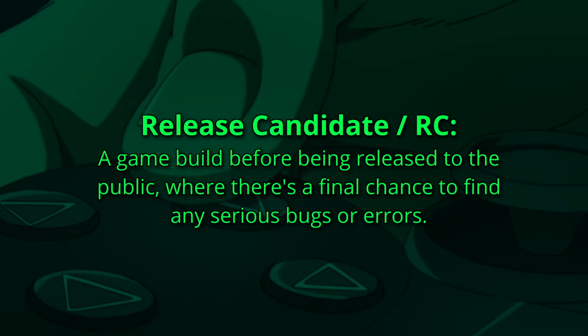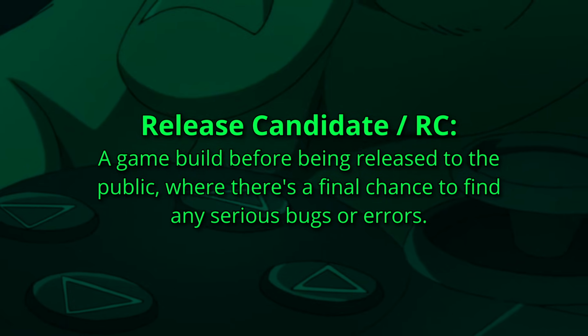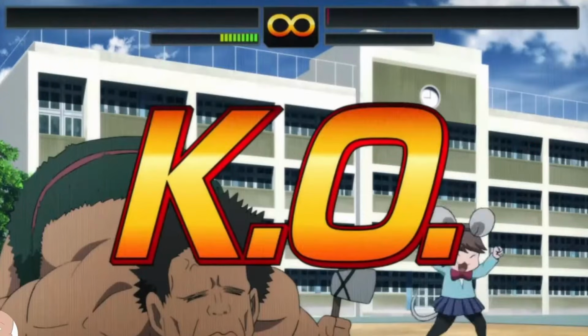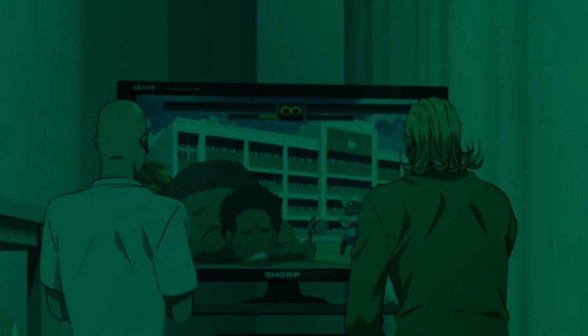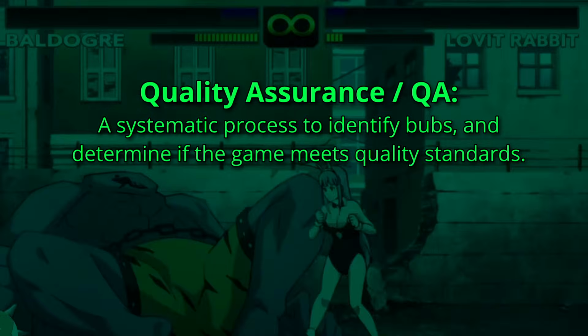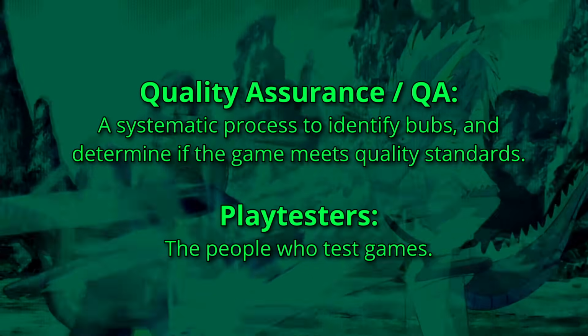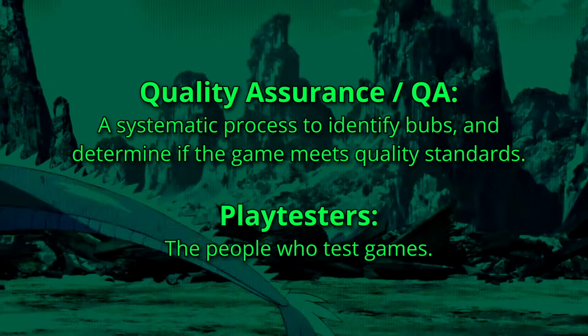A release candidate, or RC, is the final version of the game before it goes through a final testing phase. Each of these testing processes at the prototype, alpha, beta, and RC stages is part of the QA, or quality assurance process. You want playtesters, who are people that test your game to check for bugs, see if your game is enjoyable, or help balance gameplay.